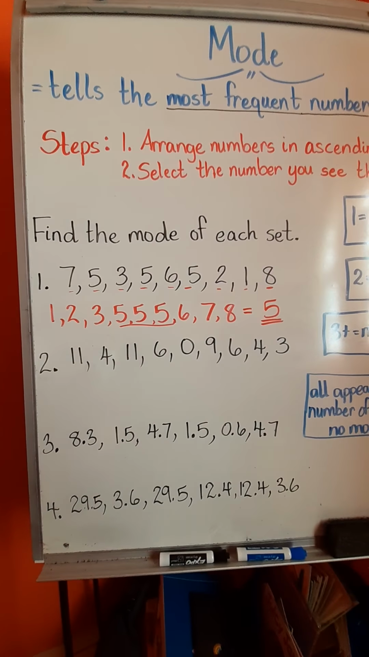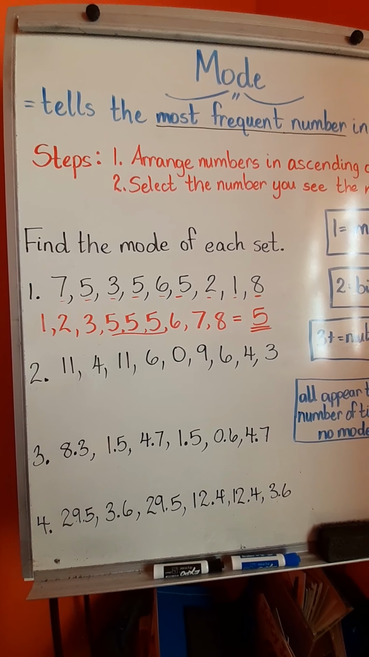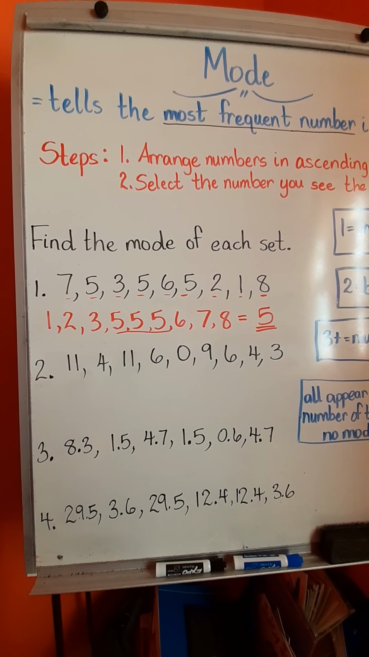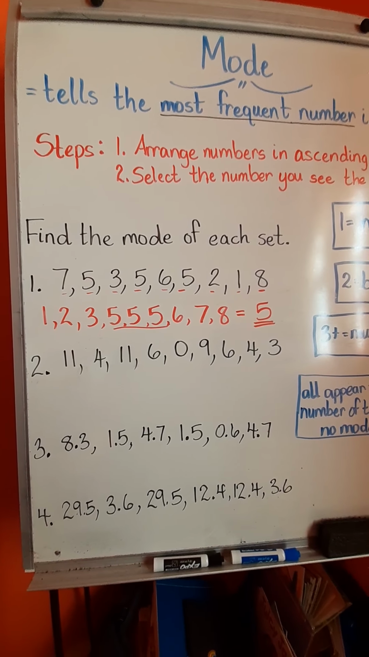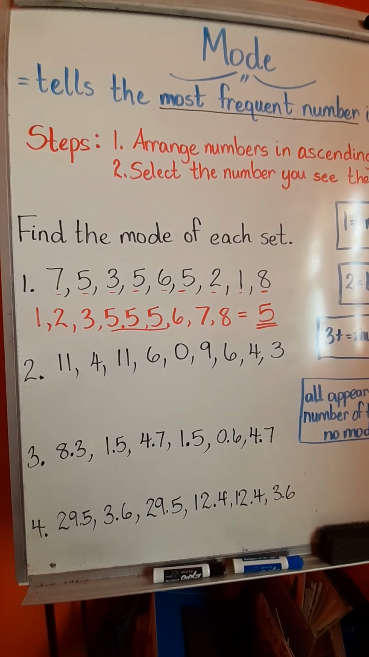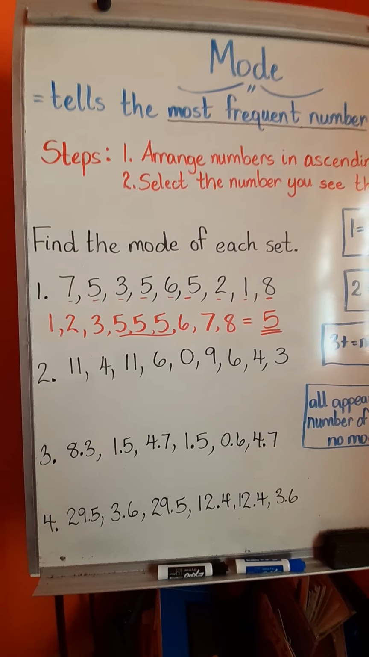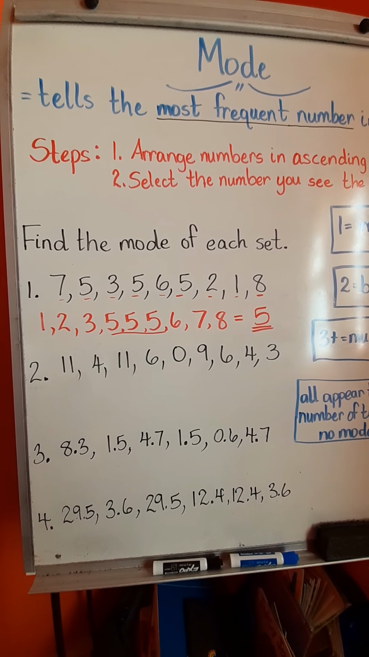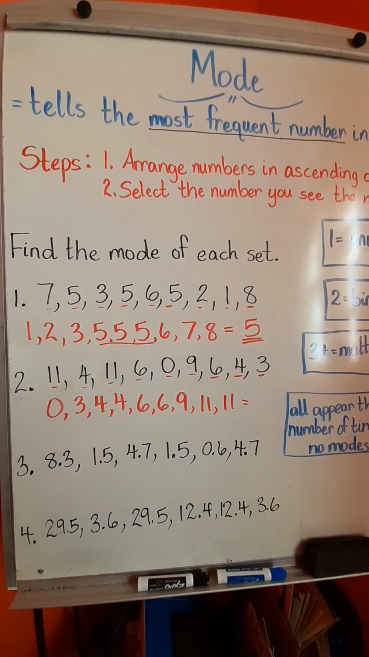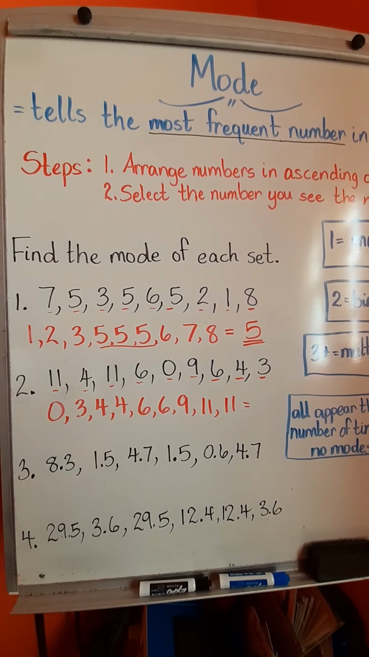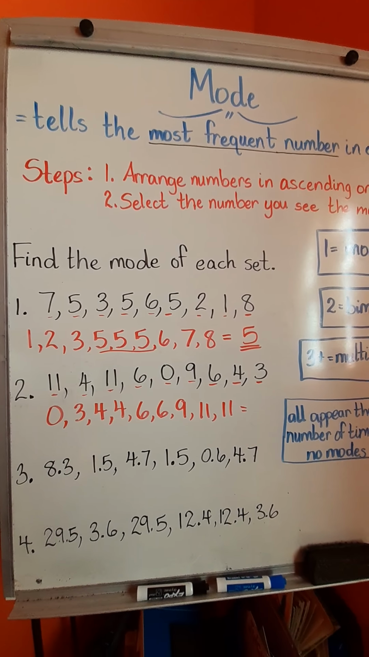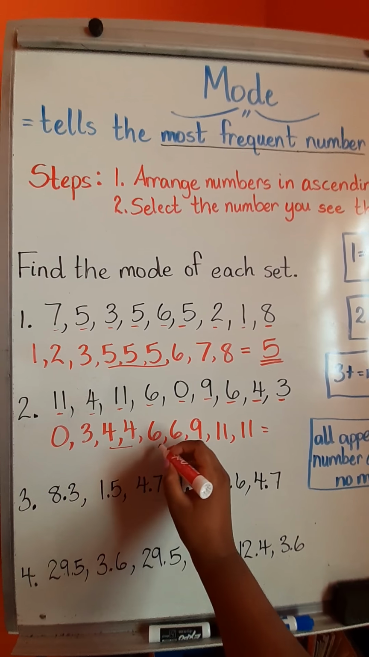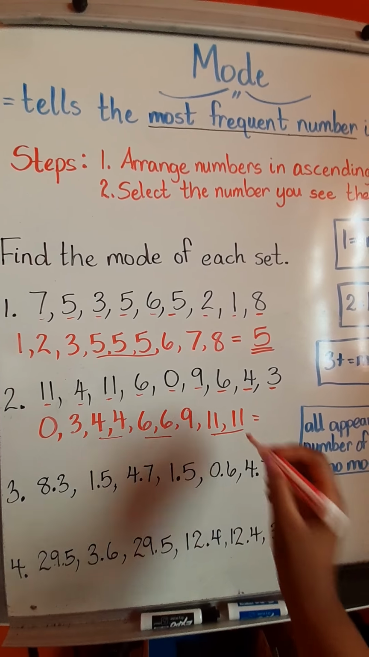Let's look at number 2. Arrange the numbers in ascending order. Our scores are 11, 4, 11, 6, 0, 9, 6, 4, 3. Let's get to it. Arrange those numbers. I'll be right back to see if you got the correct order. Did you get this? If you did, wonderful job. 0, 3, 4, 4, so we see 2 4s here, 6, 6, 9, and 11, 11.